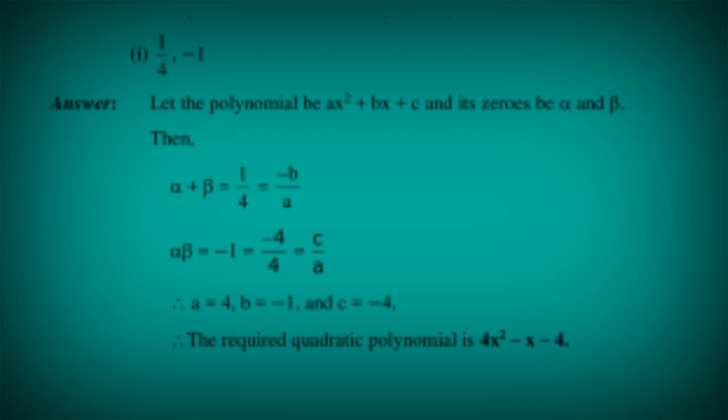So here c = −4 and a = 4. That's why we can compare these values with that form: a = 4, b = −1 and c = −4. Therefore, the required quadratic polynomial can be written as 4x² − x − 4. So that is the solution for the first problem.